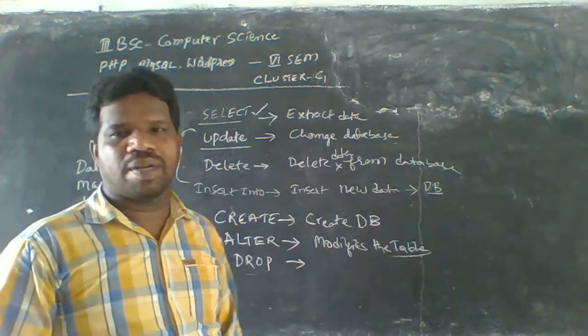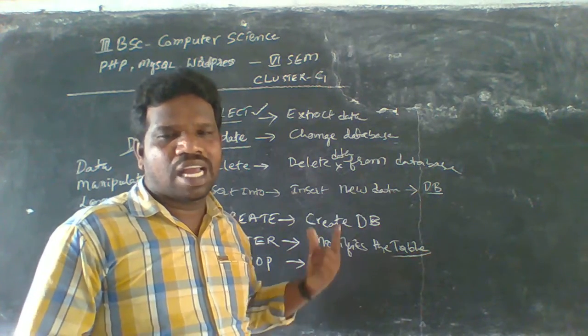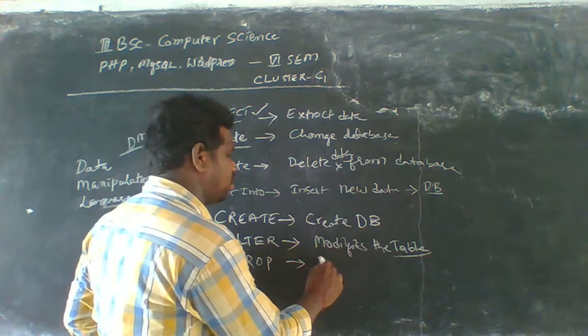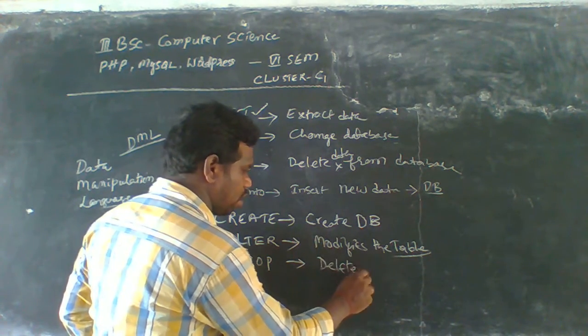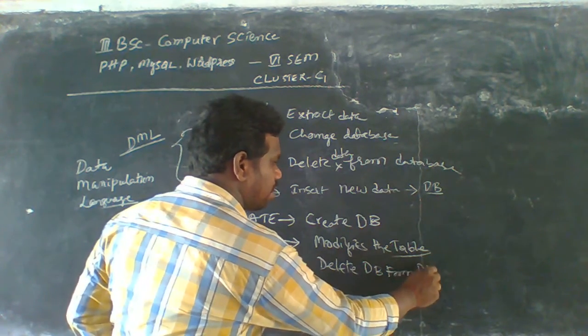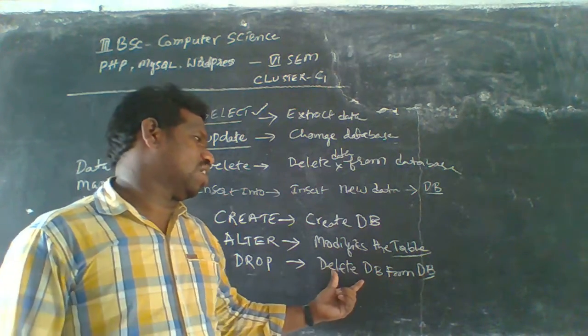Drop is one of the commands which is used to permanently delete a table from a database here. That means deleting the database from the DB.